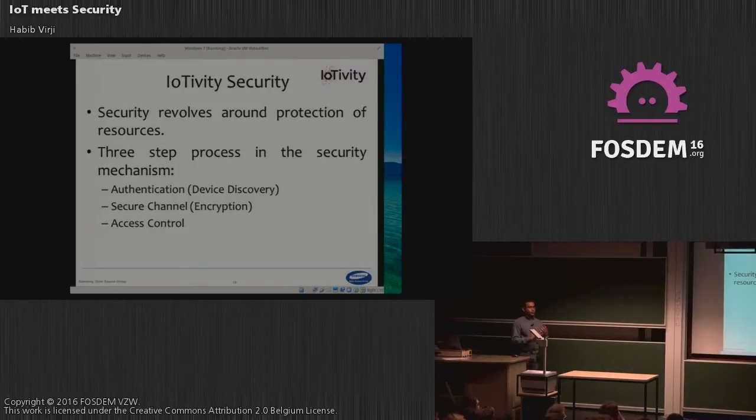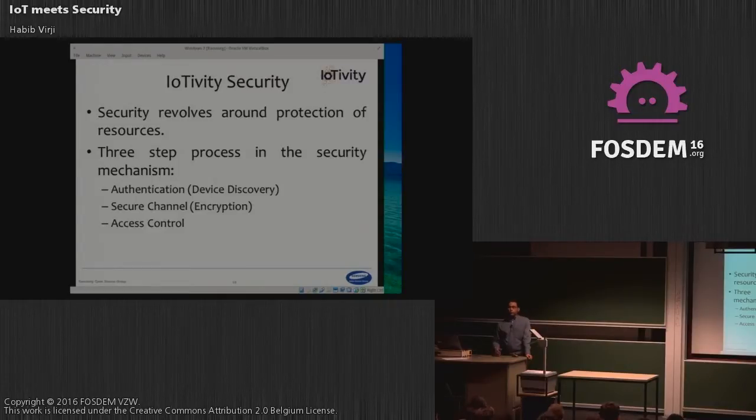As I said, the security revolves around resources. When you consider a light bulb, for example, you have to think of securing it as a resource, /light. So in terms of the software, it's going to secure it in those terms. To do that, it follows three different steps. The first step is authentication, and a step that happens before that is onboarding.